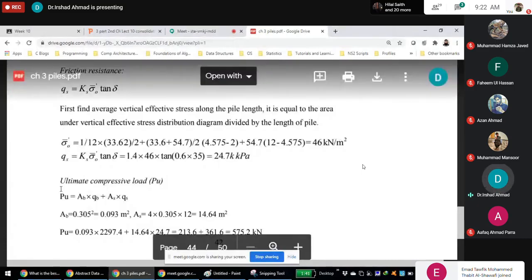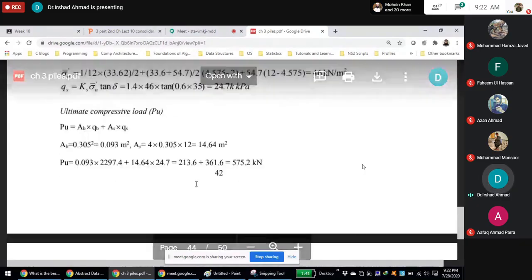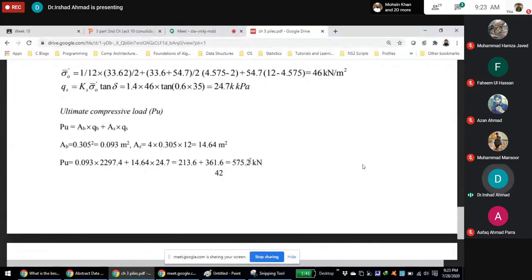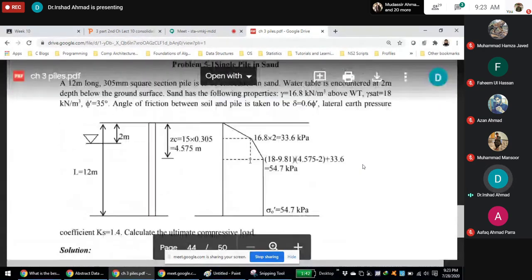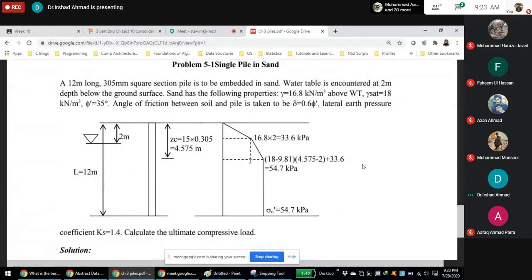You put all these values in QS. This is 24.7. Use this equation and the ultimate capacity is 575 kilonewton. So this is the solution of this problem. If you have any question, you can ask, so that I solve another small problem for you.